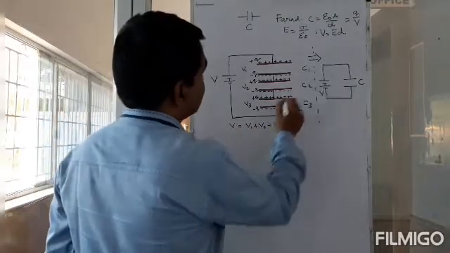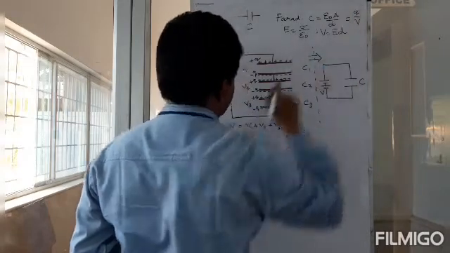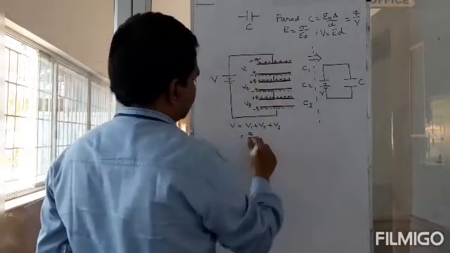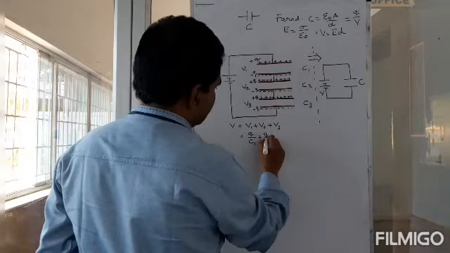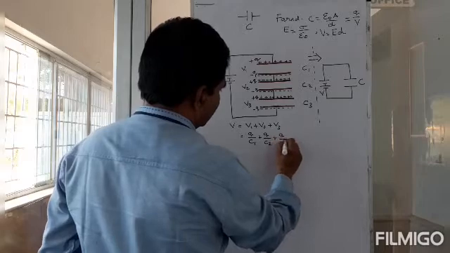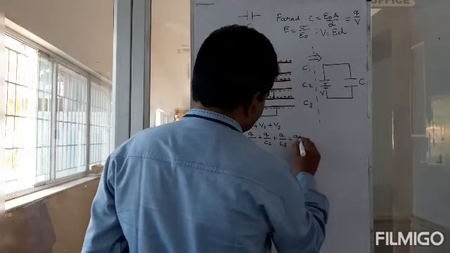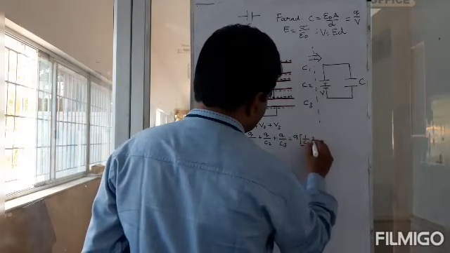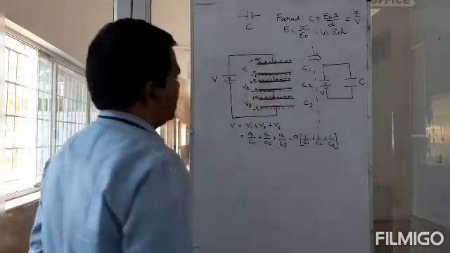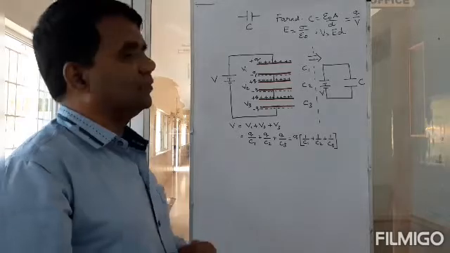So what is this V1? V1 is going to be equal to Q by C. V is equal to Q by C, right? So this is going to be Q by C1, same charge. Here again V2 would be Q by C2, and then this would be Q by C3. So that gives you Q times 1 by C1 plus 1 by C2 plus 1 by C3. Okay, so this is V1 plus V2 plus V3, and that must be equal to V.